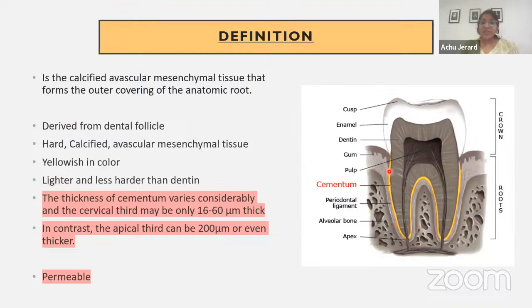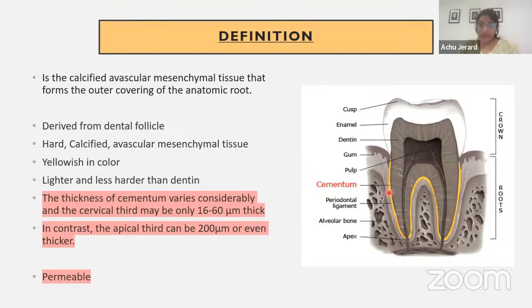And it is present in some amount of thickness, and that thickness varies from one portion of the root to the other. It is more in the apical portion, around 200 micrometers, whereas in the cervical it is only 16 to 60 micrometers. And the cementum is permeable also. That means it allows the diffusion of fluids, the bacterial toxins and everything into it.